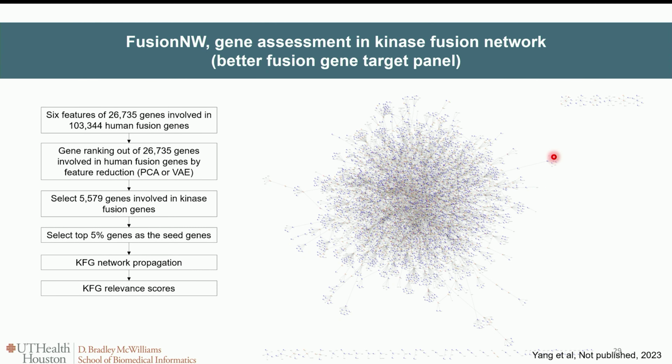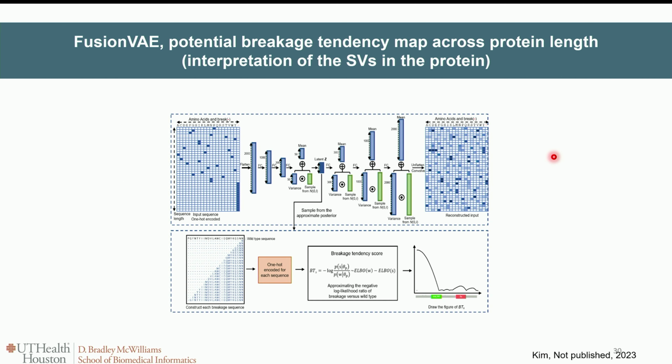This is a way of assessment of genes in the kinase fusion network using PCA or VAE, like feature reduction. And this is one interesting study that we are doing. For four representative transcription factors, we try to map the breakage map at the protein level. We will make it for 100 proteins during summer.